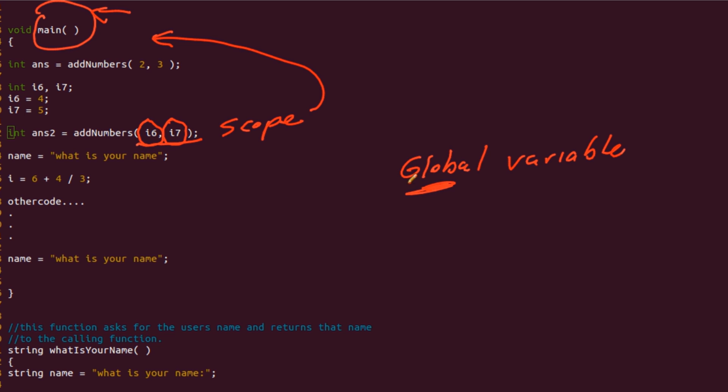And those types of bugs are extremely hard to track down because of that scope and the fact that every function in the program can have access to that global variable. So typically global variables are frowned upon because it is difficult to manage them.